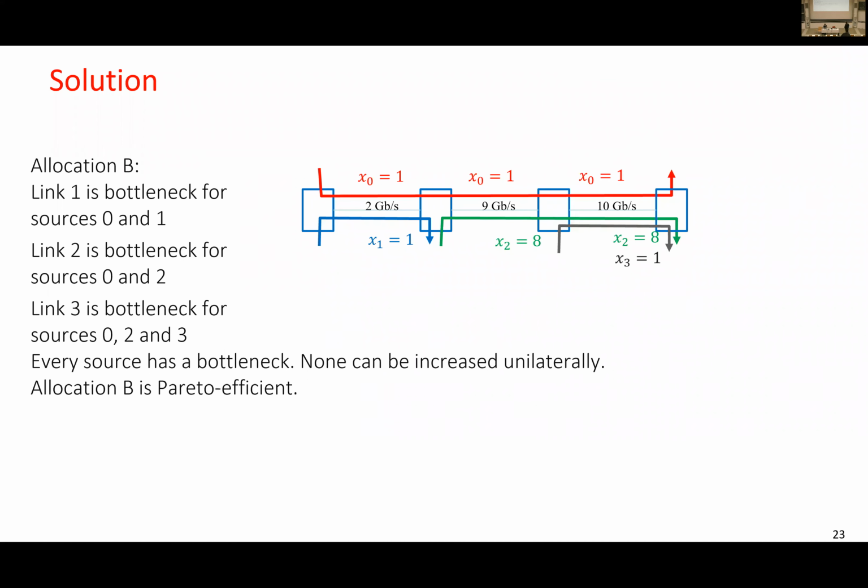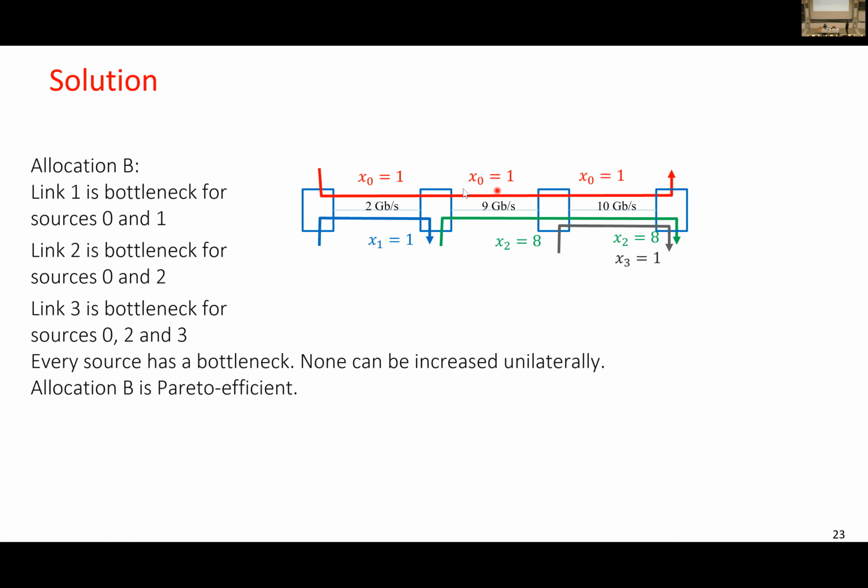Last week, we have seen that in a network like this one, being optimally efficient might lead to switching off the red source, for example, that uses many links. And we have introduced the concept of Pareto efficiency by saying that an allocation of links is Pareto efficient if it cannot be increased unilaterally.